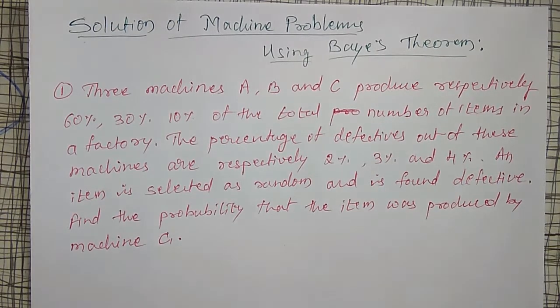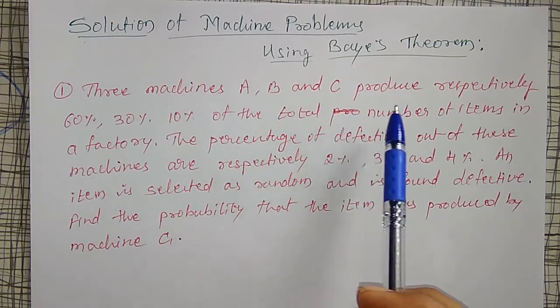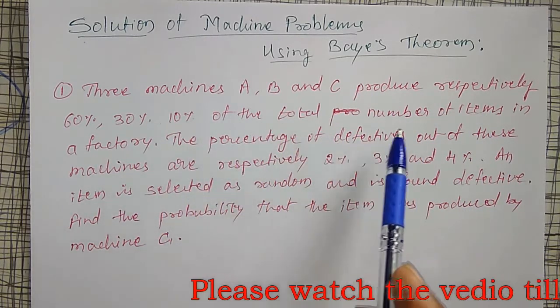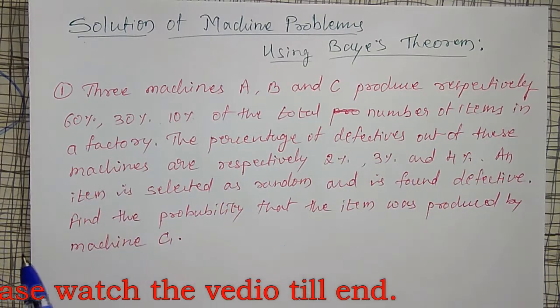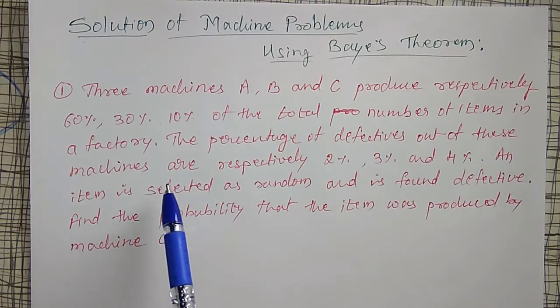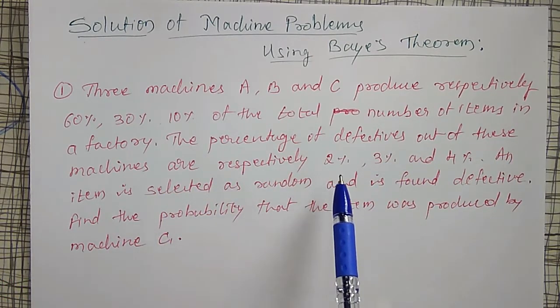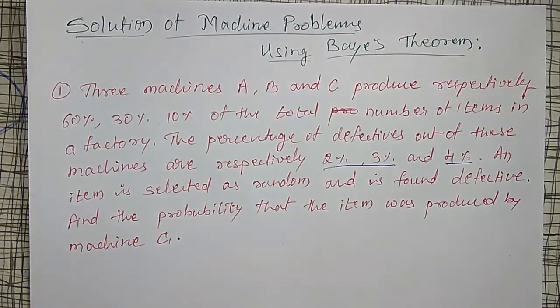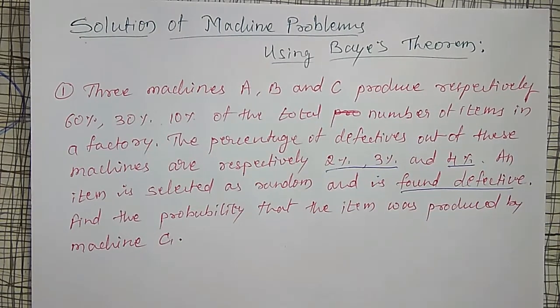First problem: three machines A, B and C produce respectively 60%, 30%, 10% of the total number of items in a factory. The percentage of defective items out of these machines are respectively 2%, 3% and 4%. An item is selected at random and is found defective. Find the probability that the item was produced by machine C.